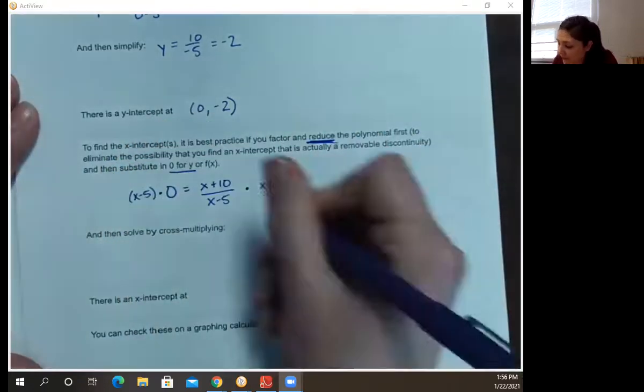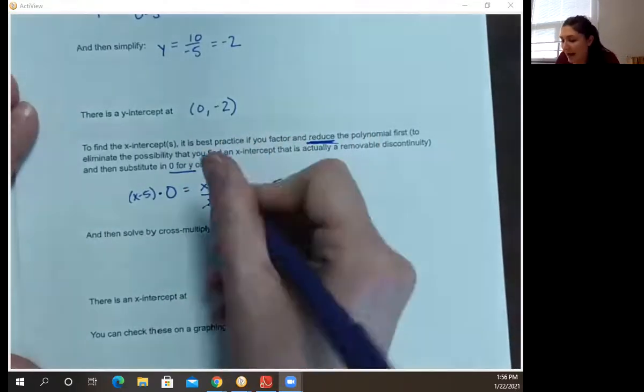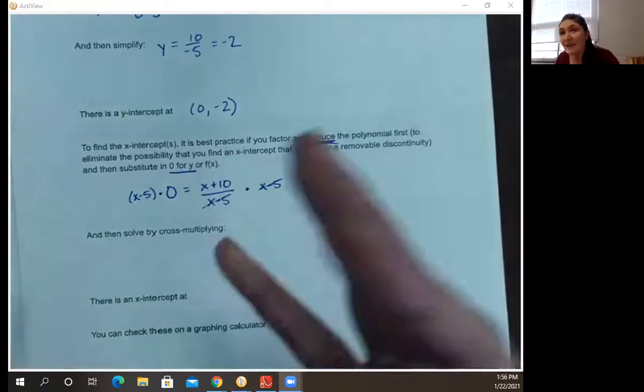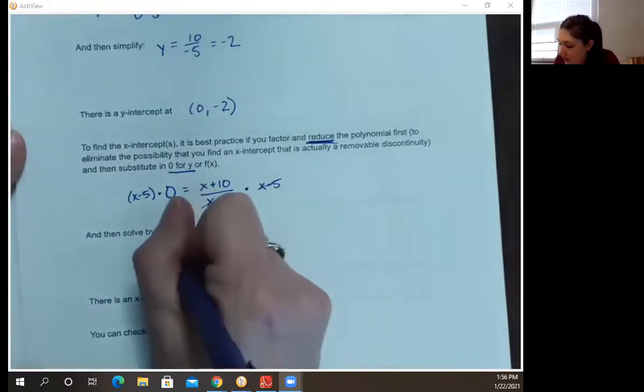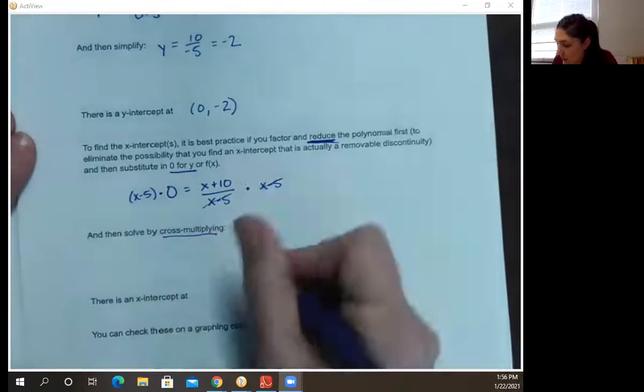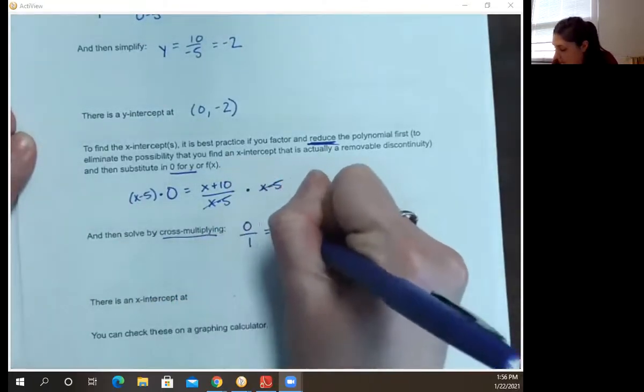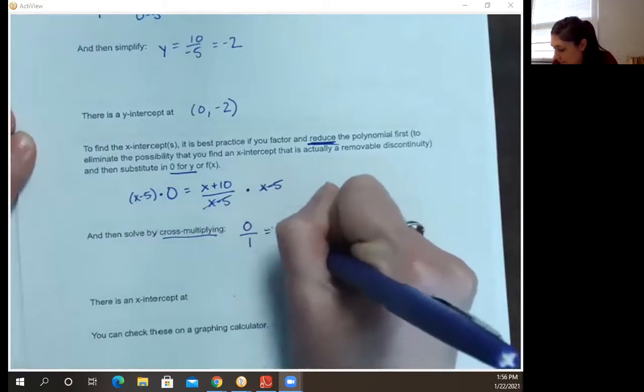Okay. My goal with that is to get this x minus 5 out of the bottom here so we don't have a fraction anymore. Another way to think about this is that we're cross multiplying. So this is going to be the same as if I think about this as cross multiplying. So two ways to think about the same work.